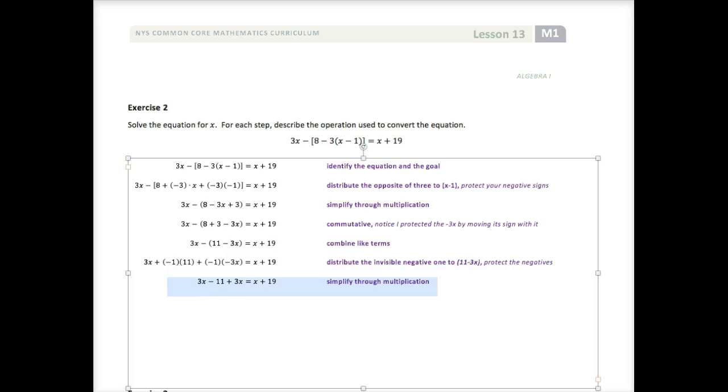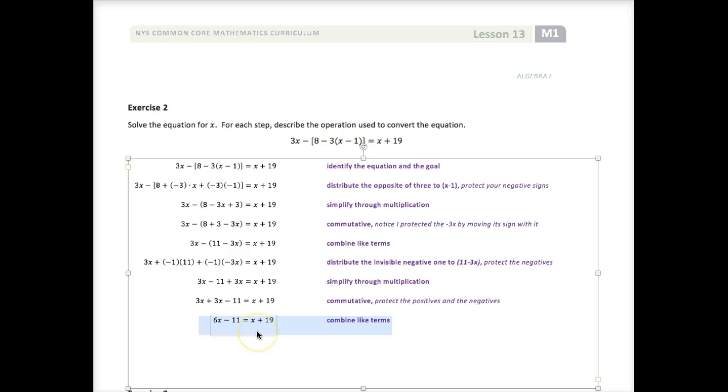Yay! Let's simplify with multiplication. -1 times 11 is -11, and negative times negative gives plus 3x. It's looking pretty good now. It doesn't look half as bad as it did, does it? And let's see. A little commutative. Get my x's together so I can combine my like terms.